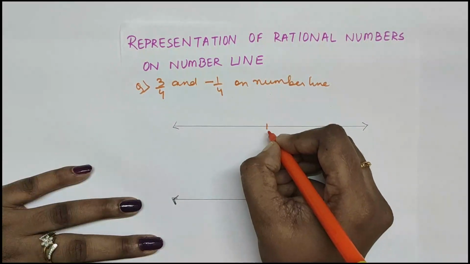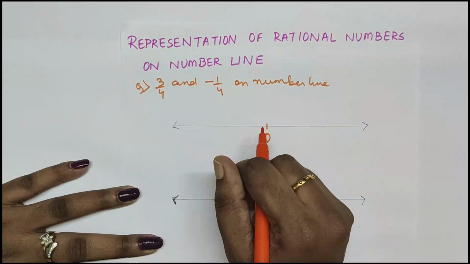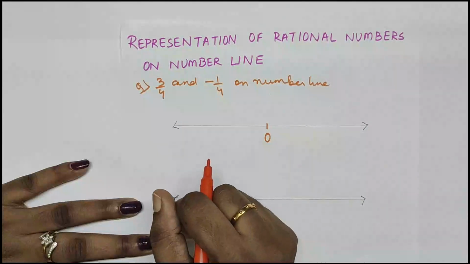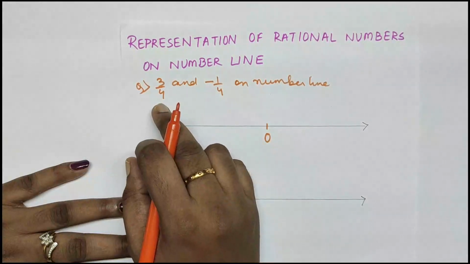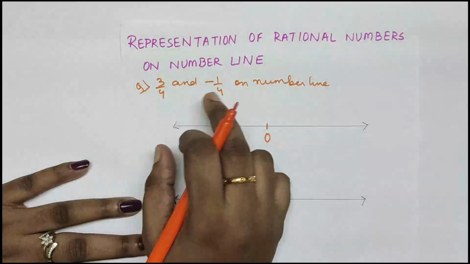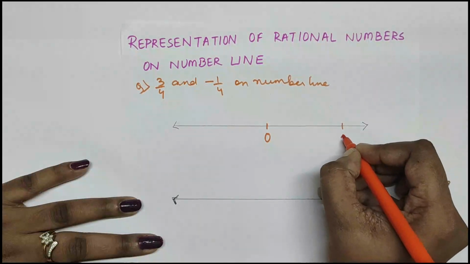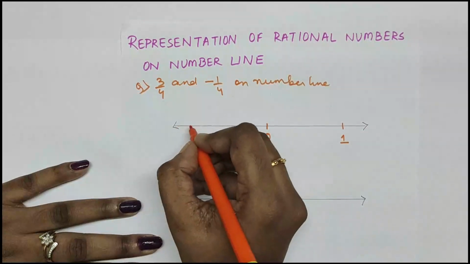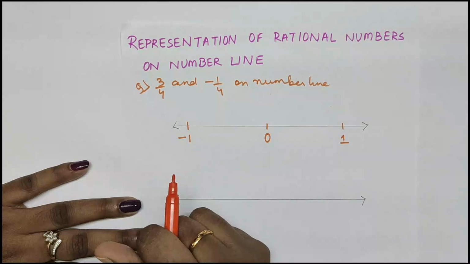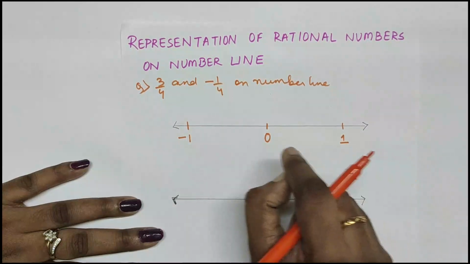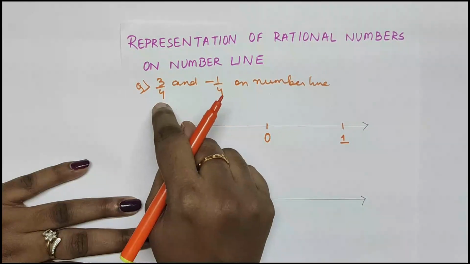I start with the center, which I mark as 0, and towards the right I have all the positive numbers, and towards the left I will have all the negative numbers. So suppose here I have to represent 3 by 4 and minus 1 by 4. They are both less than 1. So suppose I mark this side, right side is positive 1 and the left side is minus 1. So I have to divide 0 and 1, and 0 and minus 1, into the number of parts which is the denominator.